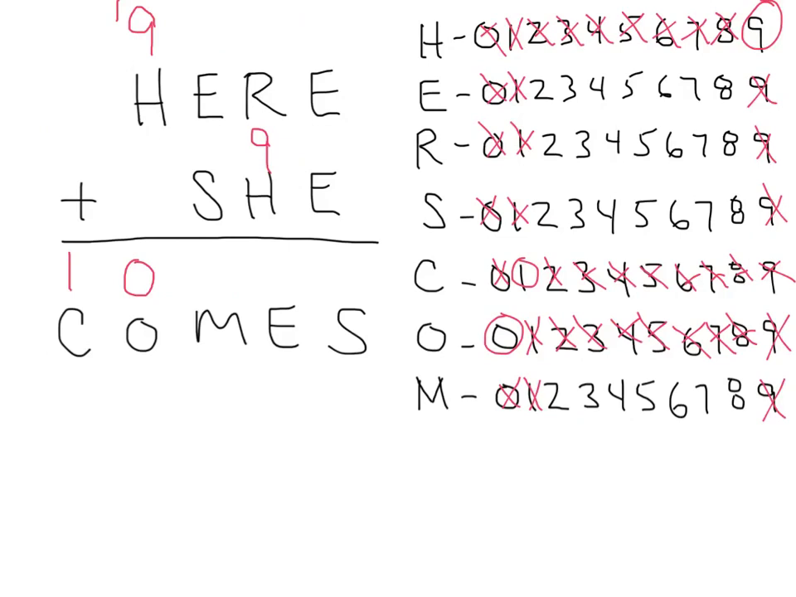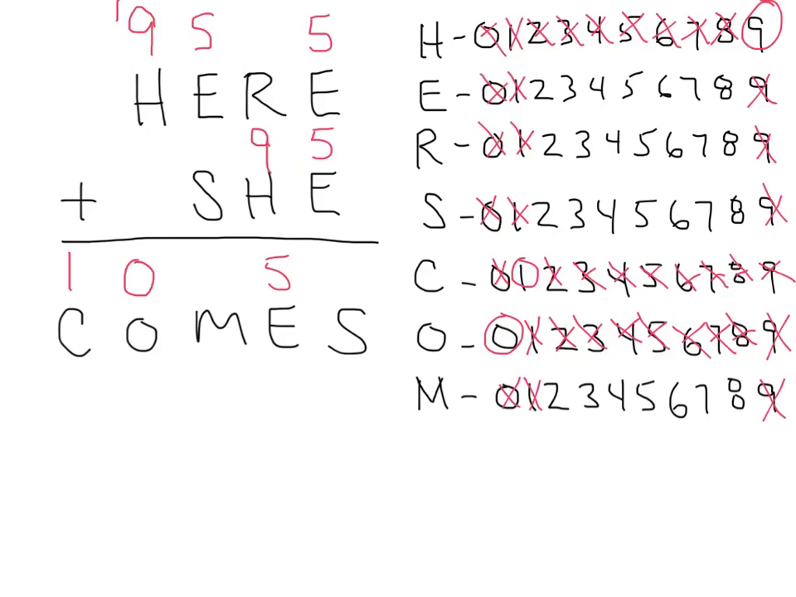Let's make a guess for E. Okay, last time E was 5. So let's try that again, see if it works again. Let's try E as 5. Okay, and already I can see that that's not going to work because 5 plus 5 would equal 0, which means S would have to be 0, and S can't be 0 because O is already 0, so that's not going to work. E can't be 5.